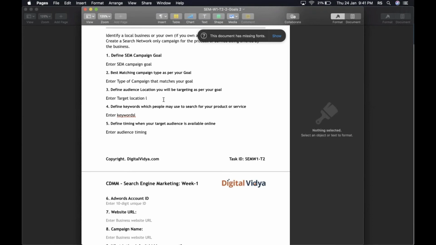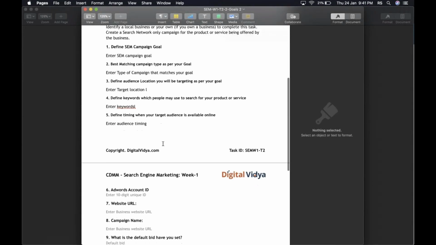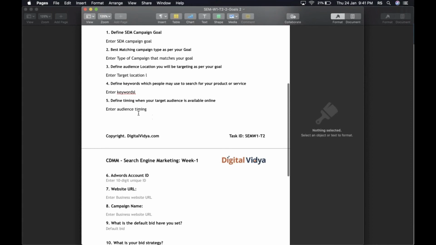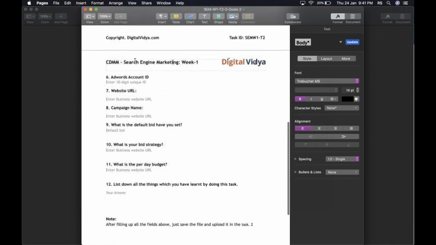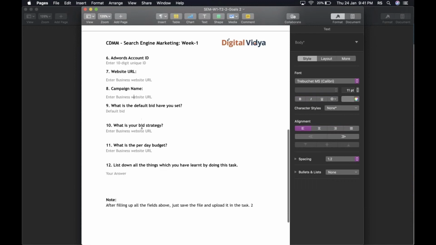And then audience location, which keywords, timing, in case you know the timing. In case you have a Google Analytics account and you know when your target audience is available online, only then. Otherwise, you don't have to. And then mention all these details: which website, what is your campaign name, what bid strategy, which will be manual CPC only this time.